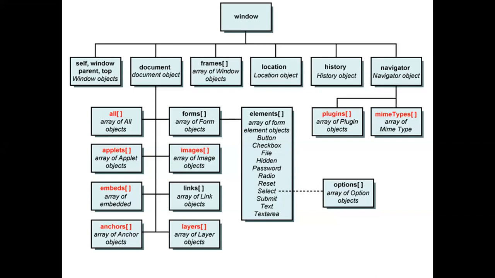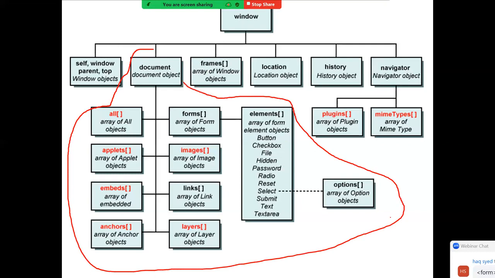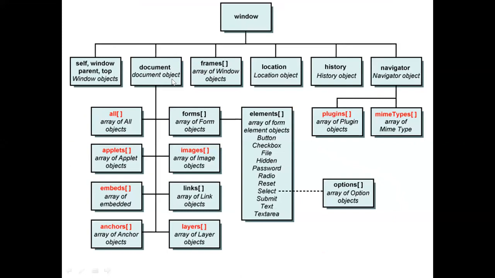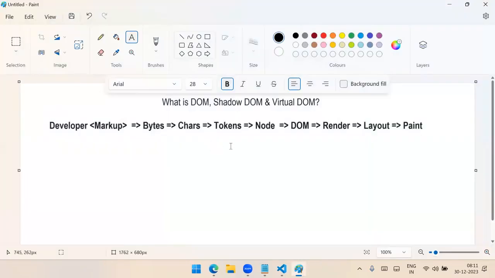Actually, it is not just DOM. This is called the BOM, Browser Object Model. The entire thing is the Browser Object Model, and inside it is the DOM. Only this part is the DOM. The rest of this is the BOM, Browser Object Model. This is how the DOM hierarchy works. Now the first important concept here is how we need to manage this, which you learned in JavaScript.